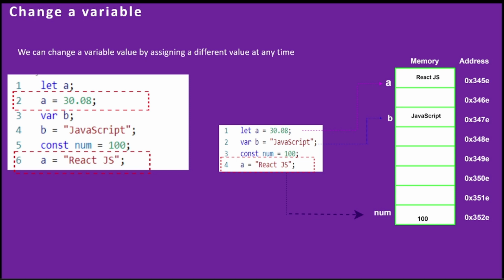This is how we can initialize a variable, update a variable, and change it at any point of time whenever we want. And why is this possible? Because JavaScript is a dynamically typed language. It means you can change a value at any time with a different data type. Initially we assigned a number to the variable a. After some point, we updated that value with a string, React.js, that is a word. So this is possible because JavaScript is dynamically typed.